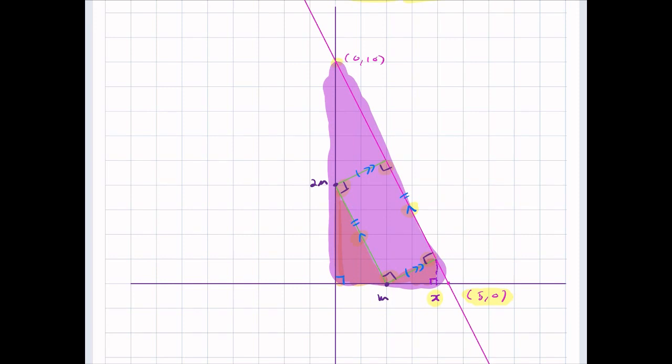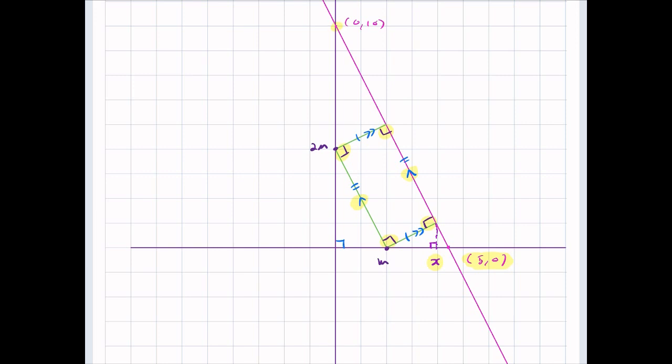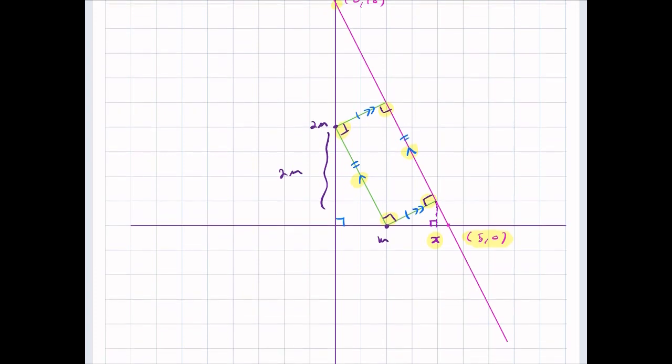You can see that because those slopes are the same, if I go over by 5, it means I've come down by 10, right? So the amount that you went over is half the amount that you went down. Well, it means if I went over by m, I must have come down by 2m. So the length of this side is 2m.